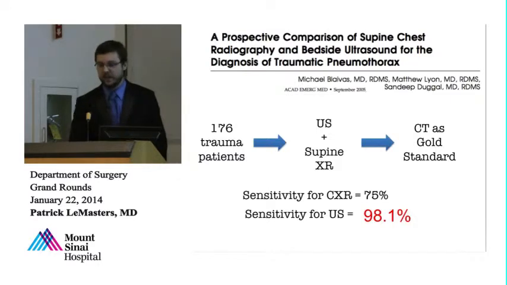So how good is ultrasound for diagnosing pneumothorax? This is a prospective study from a level 1 trauma center. They took 176 trauma patients. They performed an ultrasound or a supine X-ray, which is standard in all of our trauma patients, and they used CT as the gold standard. The sensitivity for chest X-ray was 75%. The sensitivity for ultrasound, 98.1%. So this was emergency medicine literature.